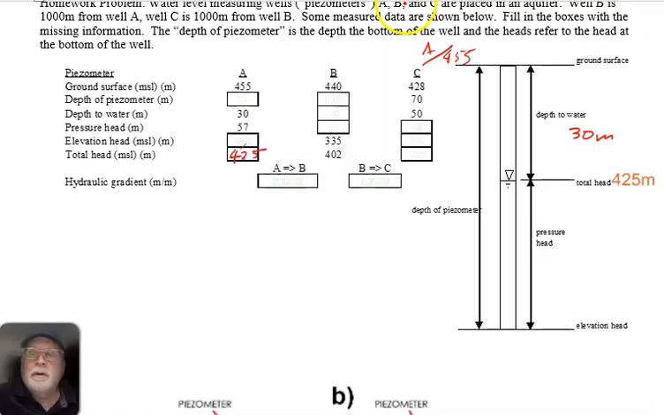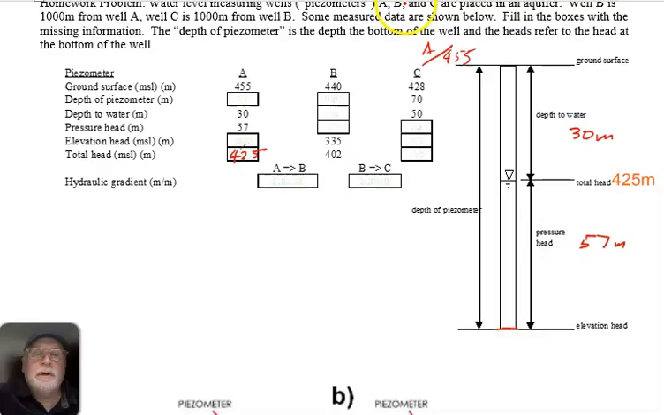And then the pressure head, which relates to the depth of piezometer. We can call a well that's just there for measuring pressure a piezometer, a pressure meter. We could also put an instrument down here to measure the pressure. The bottom of the well is what we're calling the depth of piezometer, which we don't know yet. We know the pressure head at the bottom is 57 meters. That's the distance from the bottom up to the water level. The pressure head is the height of water above a point.